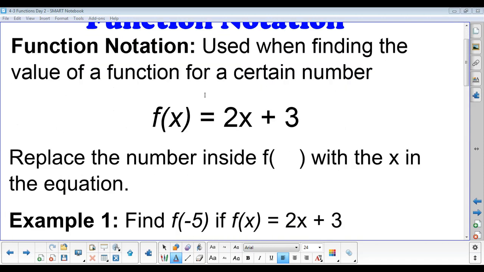This whole equation here is our function. It's in function notation because of this f of x right here. Instead of the letter y, we're using f of x, and that's what lets us know that it's in function notation. When we evaluate this, we're going to replace the number inside of the parentheses with x in the equation.